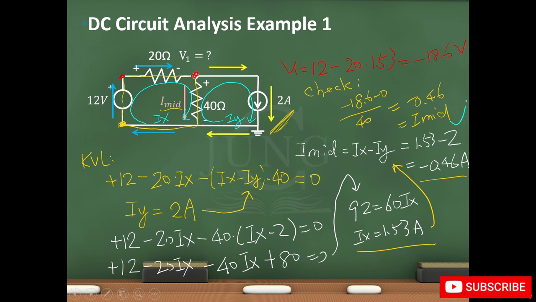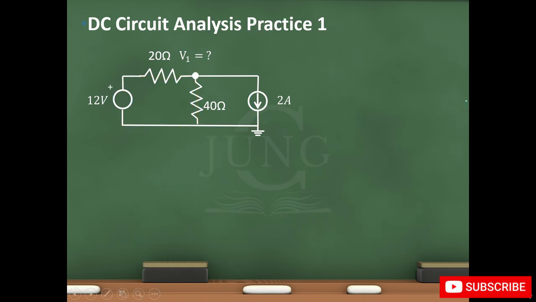Now I want you to think about what will happen if we insert an additional 5 ohm resistor here. Try to analyze this circuit again and see what differences it makes. Is V1 different?